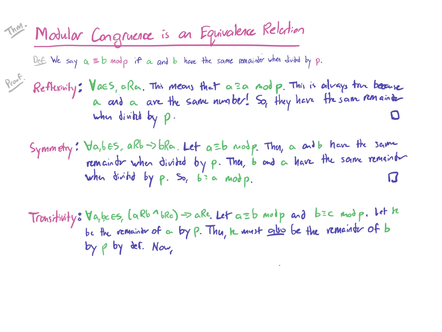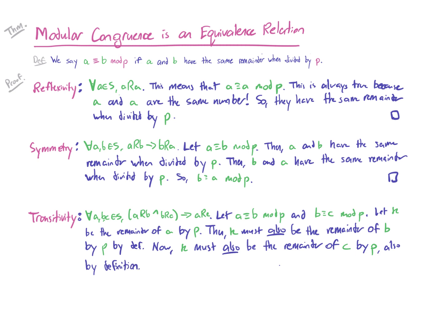Now, K must also be the remainder of C by P. And that's because we already showed that K is the remainder of B when divided by P, and we know that B is congruent to C modulo P. So this is also by definition.